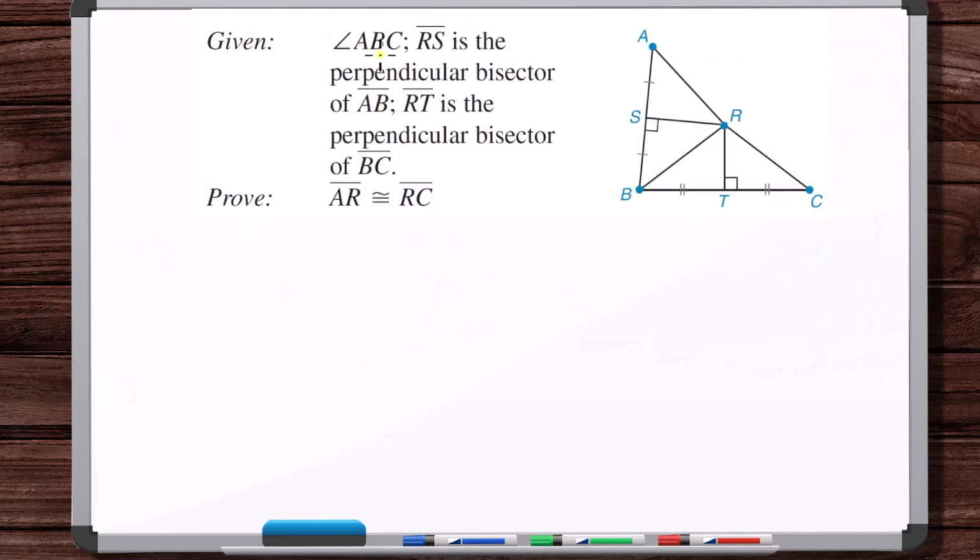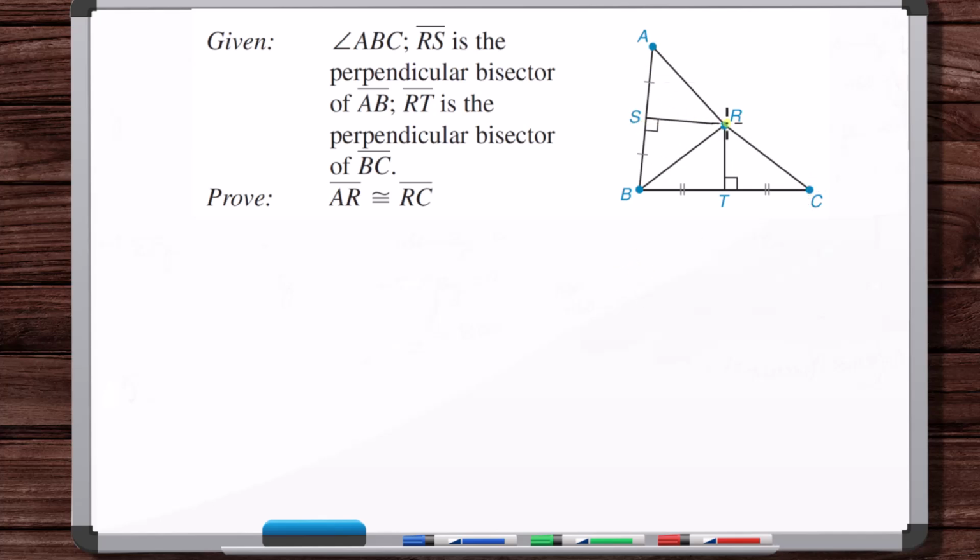Okay, given angle ABC, all right, RS is the perpendicular bisector of AB. Okay, RT is the perpendicular bisector of BC. Okay, they've indicated these congruences for us. Prove that segment AR is congruent to segment RC.